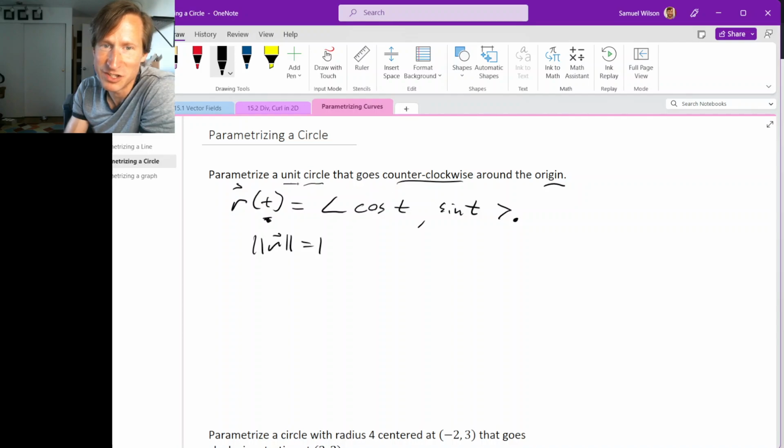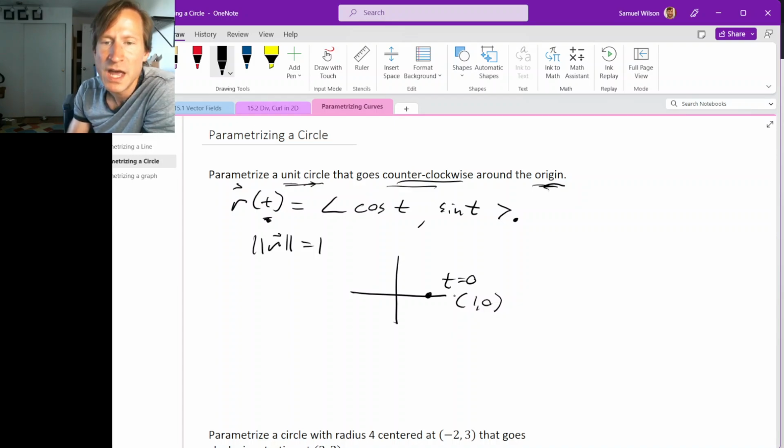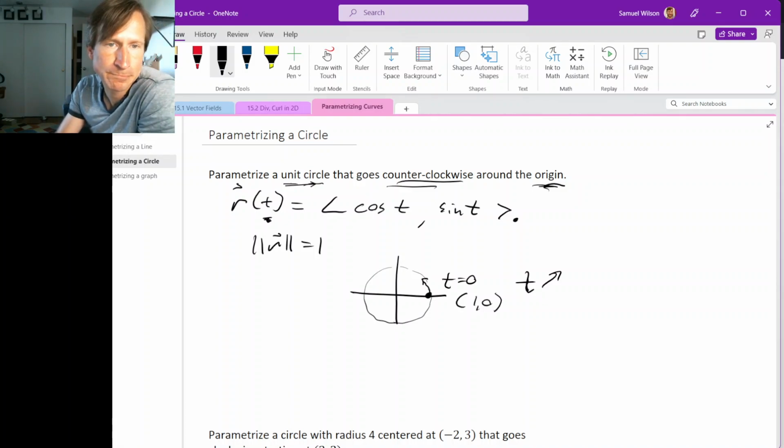It goes around the unit circle, around the origin, and it does go counterclockwise because if you think about where we're starting, when t is 0, we're at the point (1, 0), because cosine of 0 is 1 and sine of 0 is 0. And as t increases, cosine gets smaller and sine gets bigger, and so we go this way. And so that means we are going counterclockwise around this unit circle.